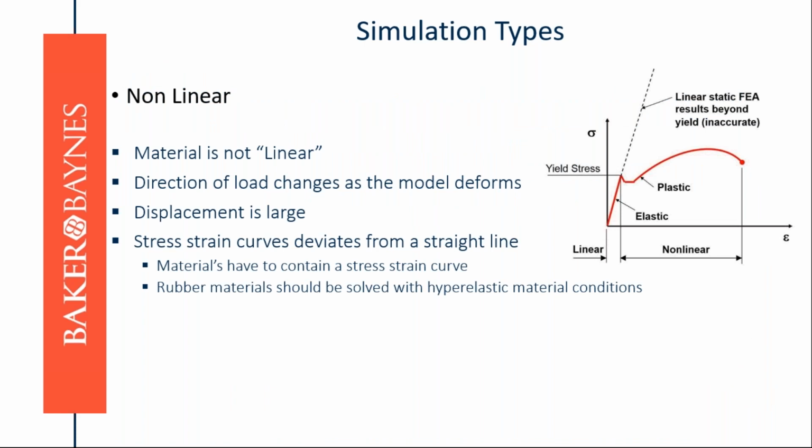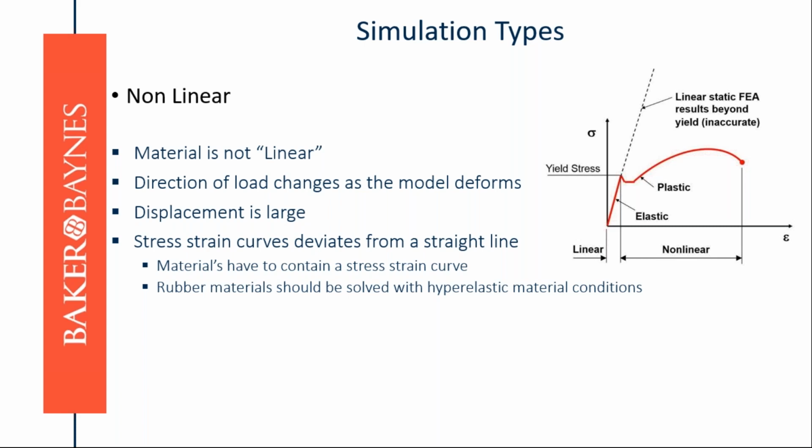If we go into it, in this one you see that simulation type again, material is not linear, right? Load direction changes as the model deforms. You can see plastic deformation on the graph on the side there. It goes from elastic and then it changes into plastic deformation. So you can see where the non-linear factors come into play, right? At the yield strength, the displacement is fairly large. The direction of the load changes. Again, the strain curve deviates from a straight line, right? And you can see that happening in the stress curve there.